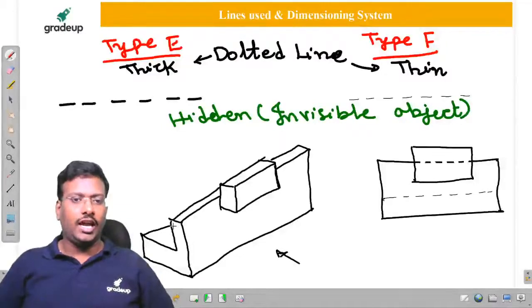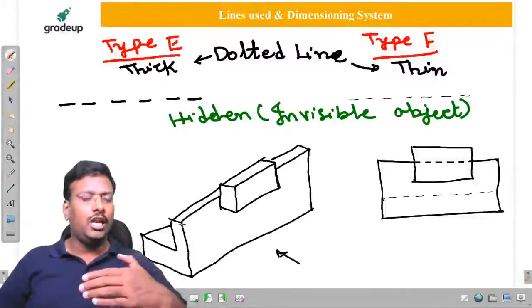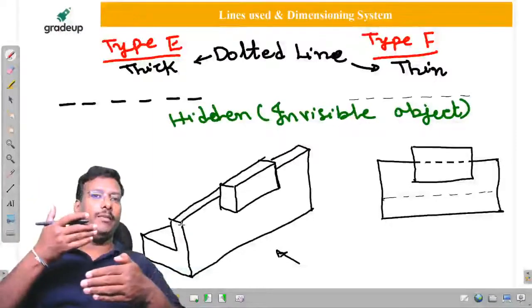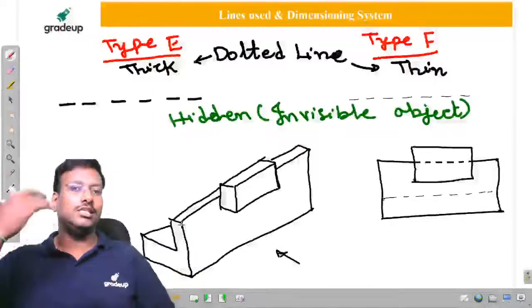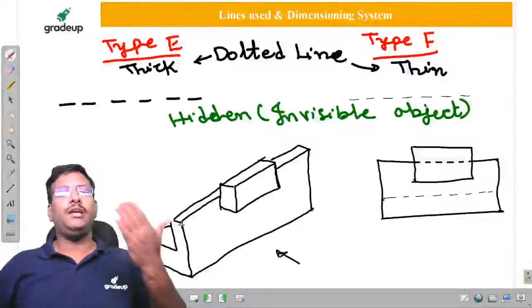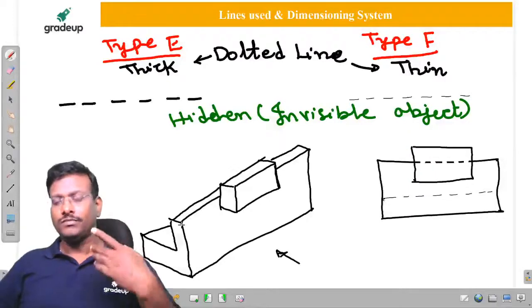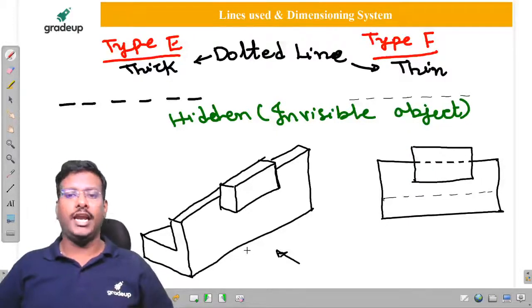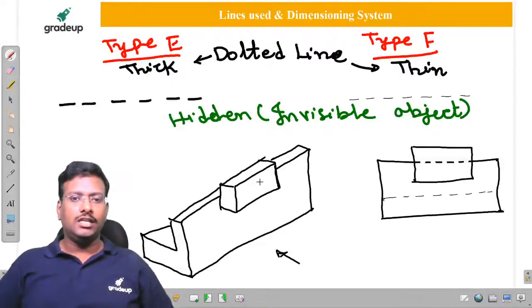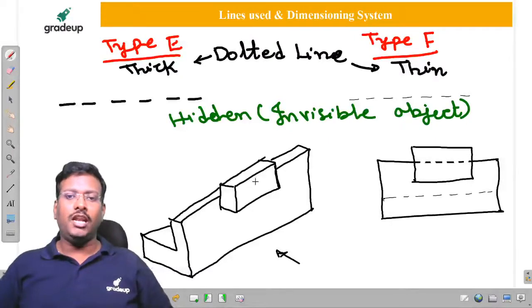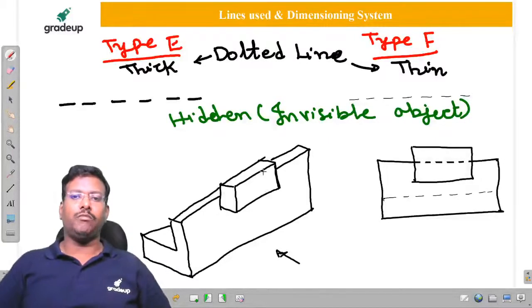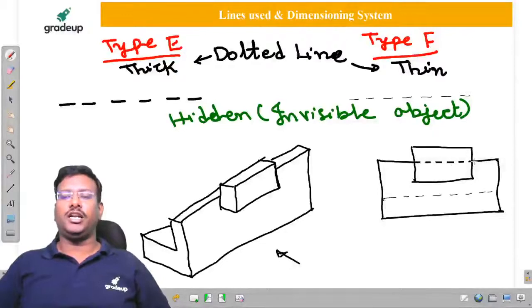Sir, this dotted line is an invisible element. It is not a front element, it is a rear element. Rear side means back side. Rear is nothing but back. That one you have to remember. So from now onwards, rear is nothing but back. This is the front object. So the elements which are covered by the front object will be drawn with thick dotted lines.